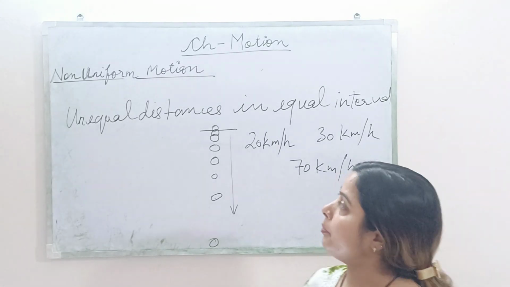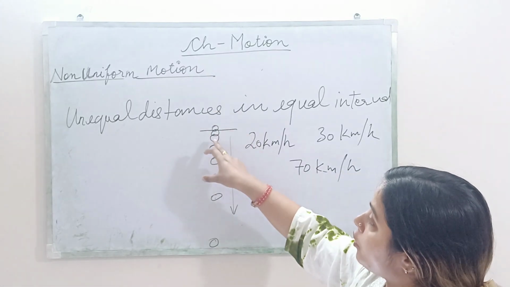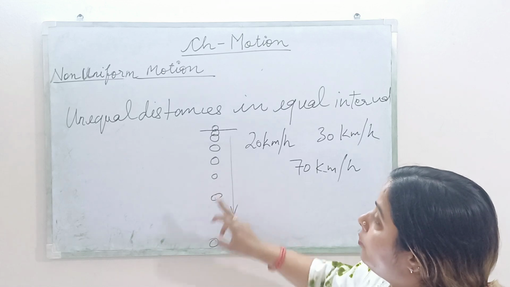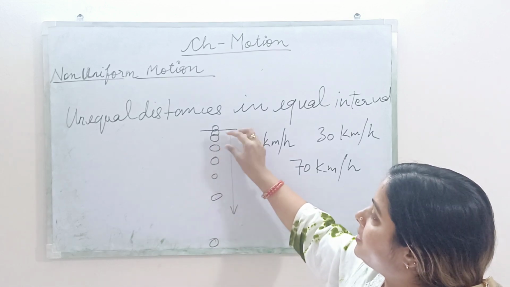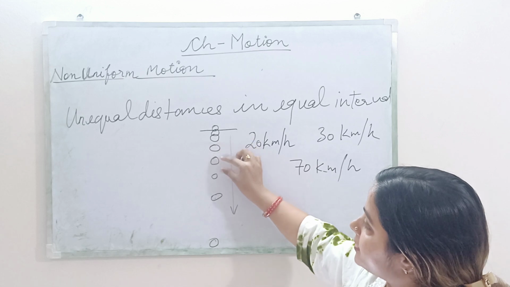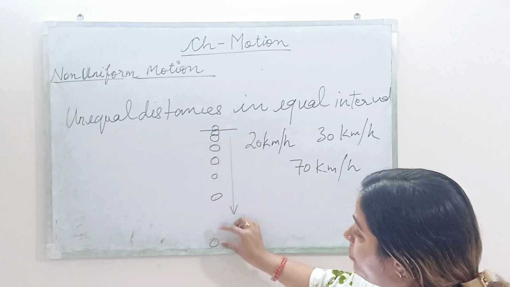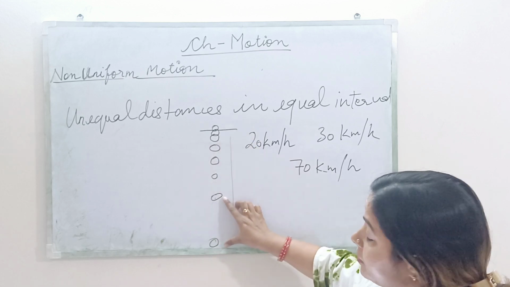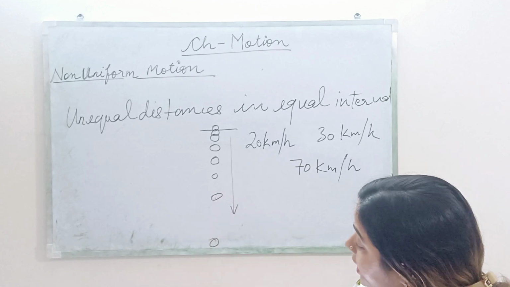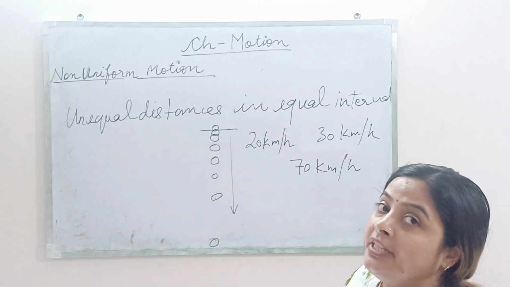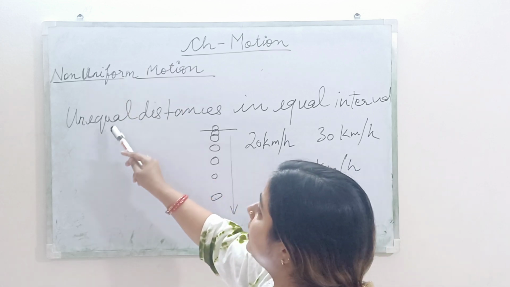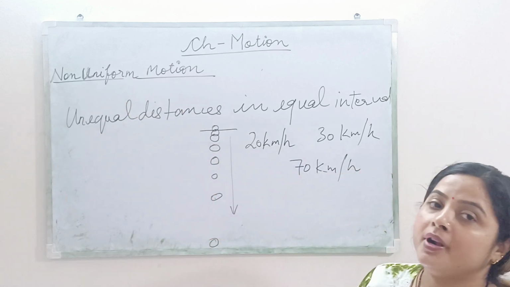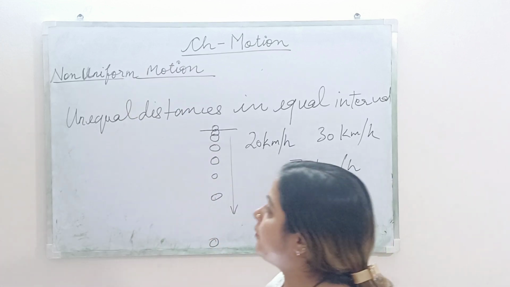The very best example is if a ball is made to drop freely from the top of the roof. In initial seconds it will cover lesser distances. But as the ball keeps on moving downwards, the distance covered in each second will keep on increasing. And this is known as non-uniform motion, that is, the body is covering unequal distances in equal interval of time.